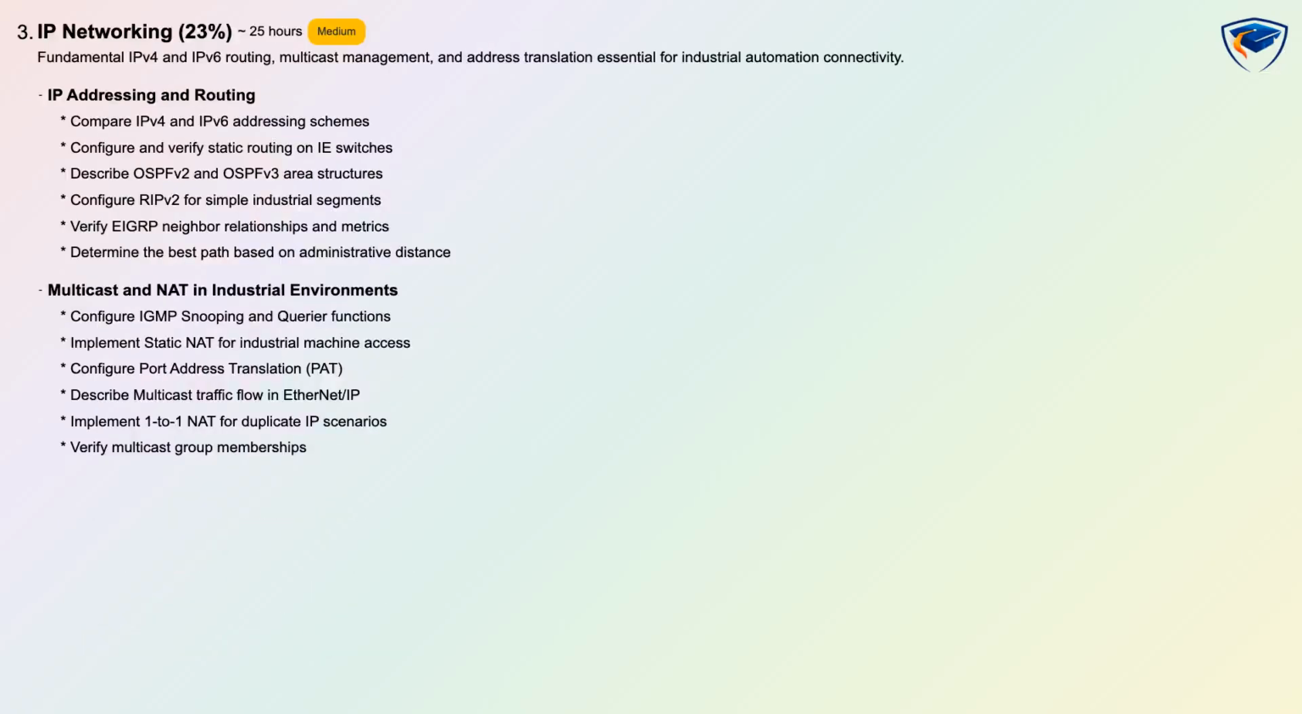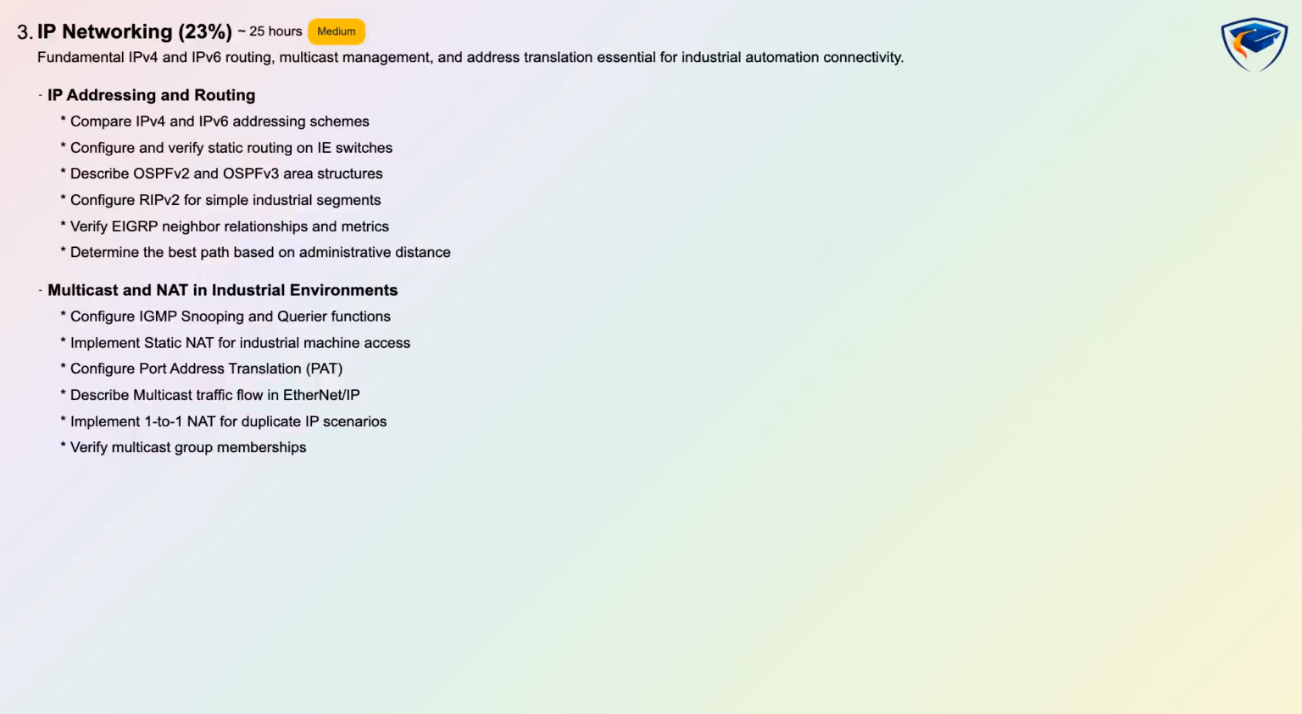IP networking accounts for 23% of the exam and covers fundamental IPv4 and IPv6 routing, multicast management, and address translation for industrial automation connectivity. This domain is medium difficulty, requires about 25 hours of study, and is assessed through conceptual and scenario-based questions that require clear routing logic.